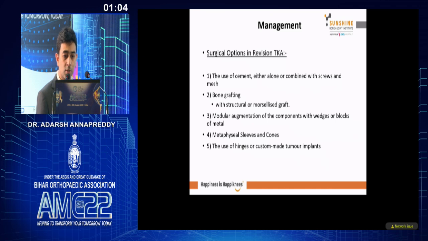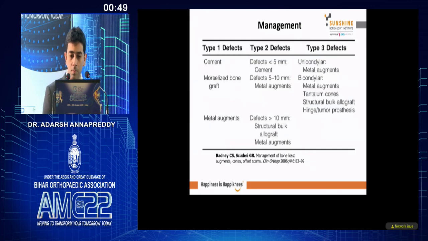Surgical options: the use of cement alone or with screws. Bone grafting again, either structural or morselized. Modular augments like wedges or blocks. Metaphyseal sleeves and cones are the go-to implants nowadays. And of course, in severe cases, use of hinges and even custom-made tumor implants.